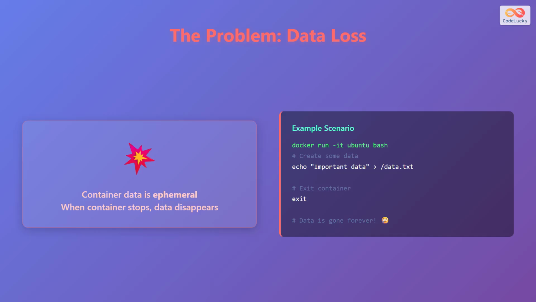Here's an example. First, we run an Ubuntu container in interactive mode using the command docker run -it ubuntu bash. Inside the container, we create a file named data.txt and write some important data to it. Then we exit the container. Unfortunately, when the container is stopped, the data inside data.txt is gone forever.